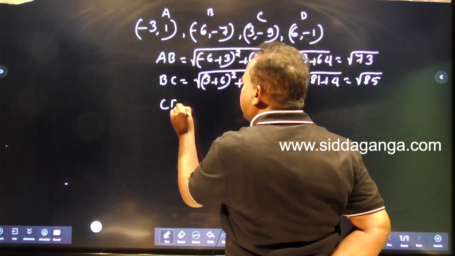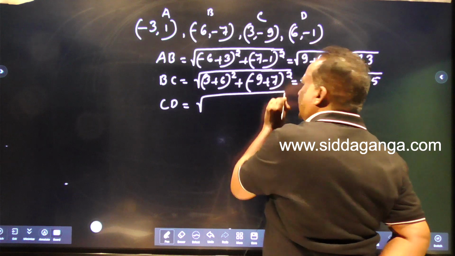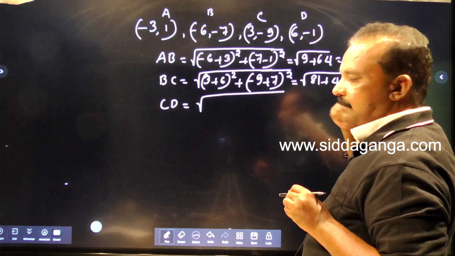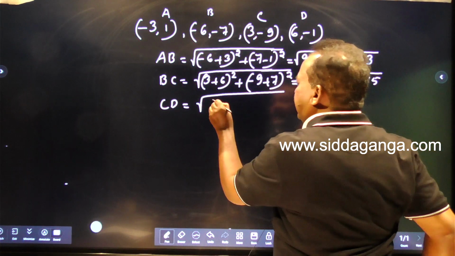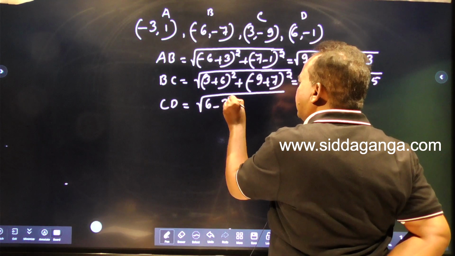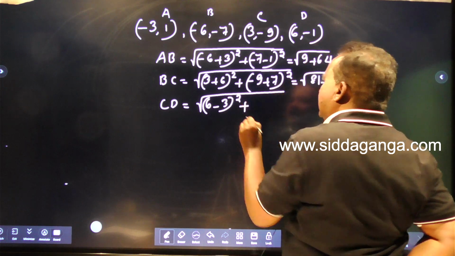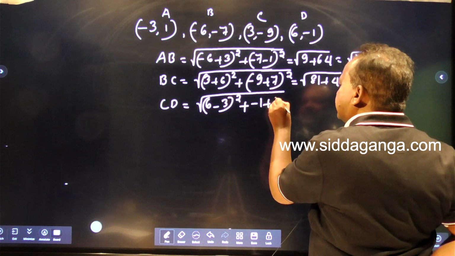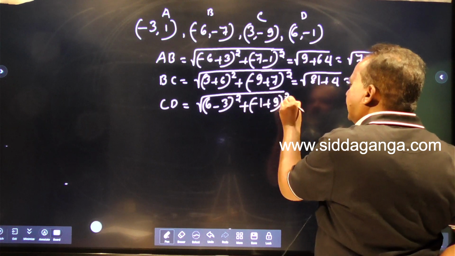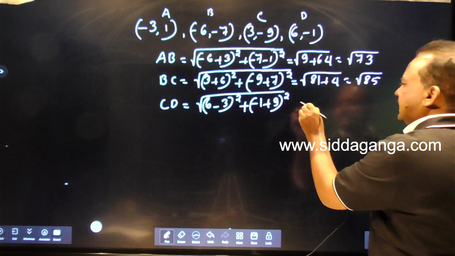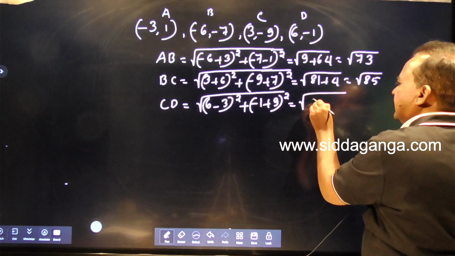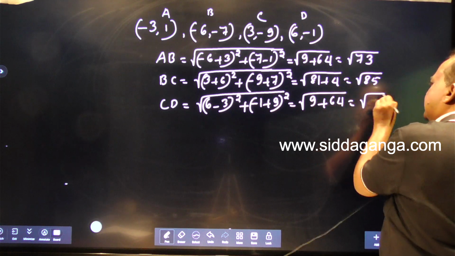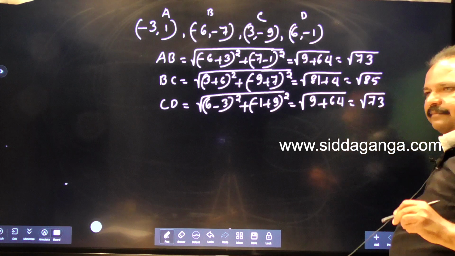Next is CD. What is CD? Last 2 points. 6 minus 3, whole square, x2 minus x1, plus y2 minus y1, minus 1 minus of minus 9, whole square. 6 minus 3 is 3. 3 square is 9. 8 square is 64. So that gives you root 73.